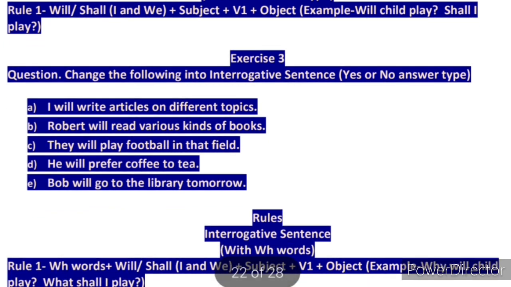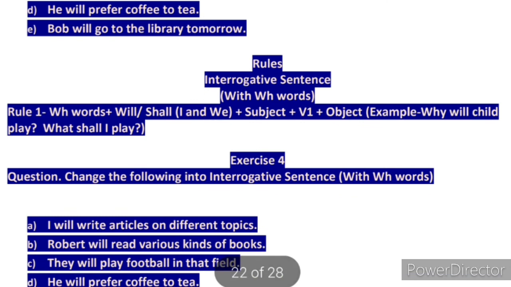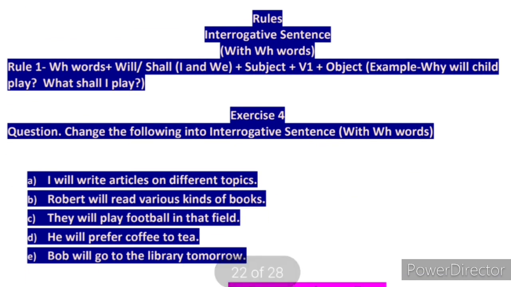Next, here are some examples. I will write, the answer will be will I write, the rest will be the same, and a question mark. Robert will read various kinds of books, the answer will be will Robert read various kinds of books, question mark. Now in interrogative sentences with WH words, we are supposed to add just the WH word in the beginning, and the rest is the same as it was in the yes or no answer type of sentences.